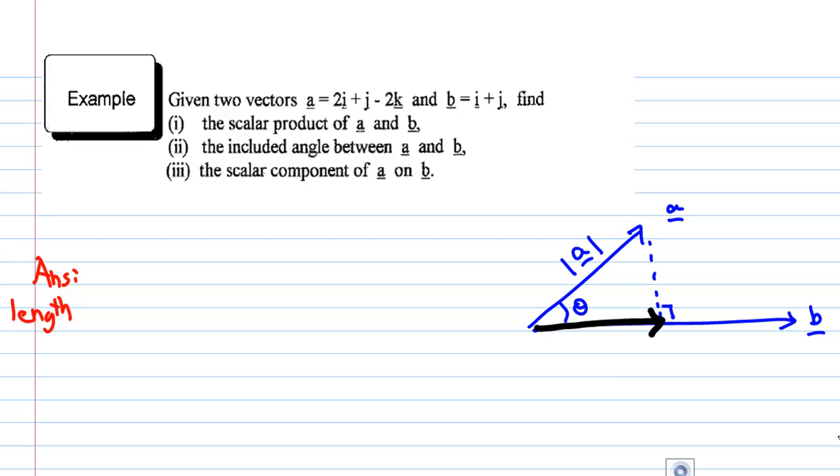For the third part, given the vectors a and b, we're going to find the scalar component of a on b. What does it mean by the scalar component of a on b? Look at my diagram for the illustration.